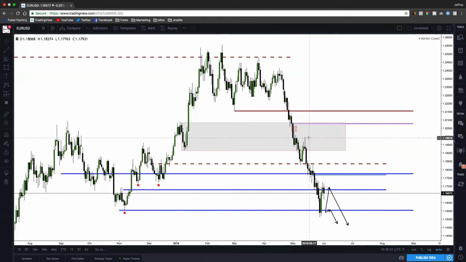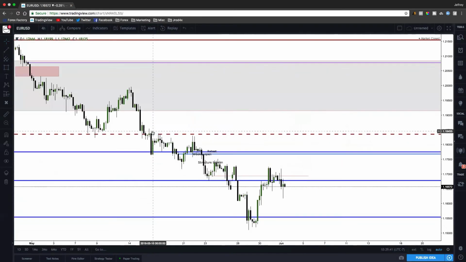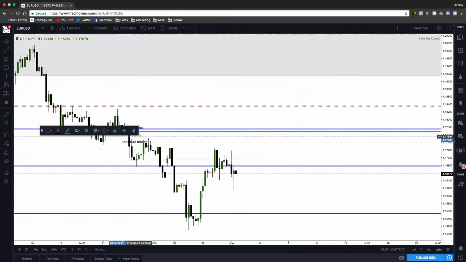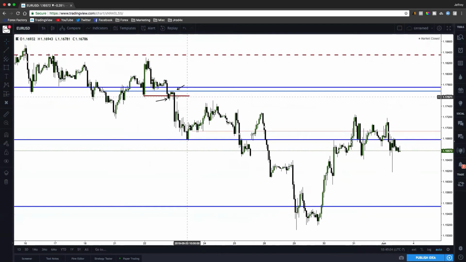So let's move to 4 hour and see if there is anything on here for us that I want to talk about. So see, I'm not sure if you guys seen this, but this is just an example that I had outlined. This low here.